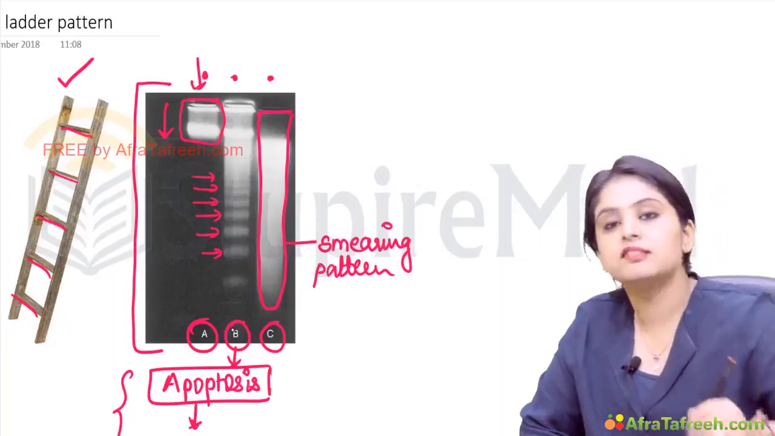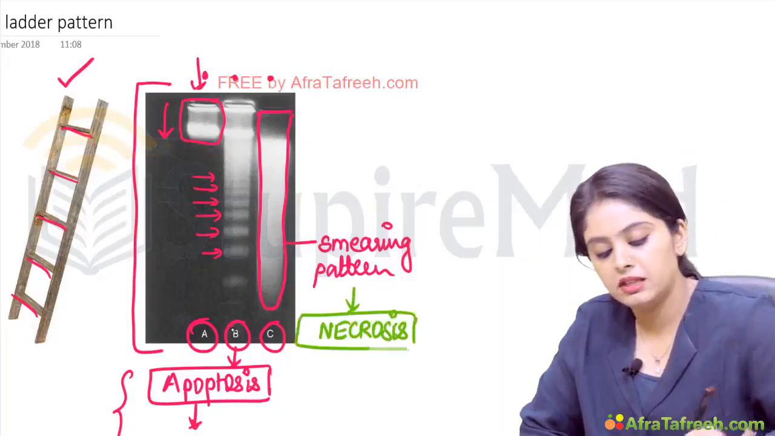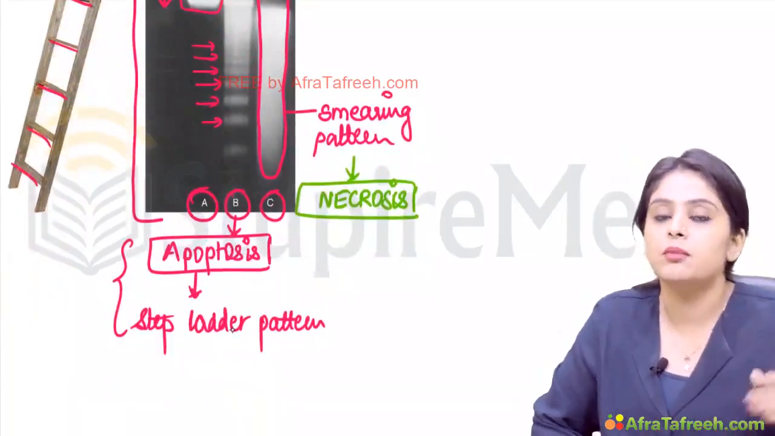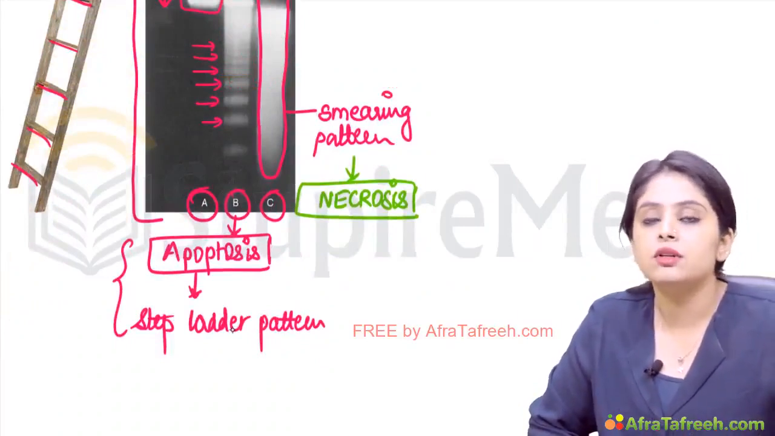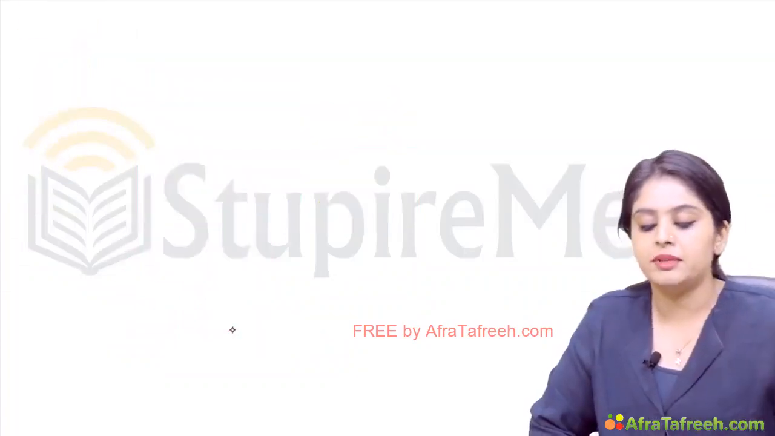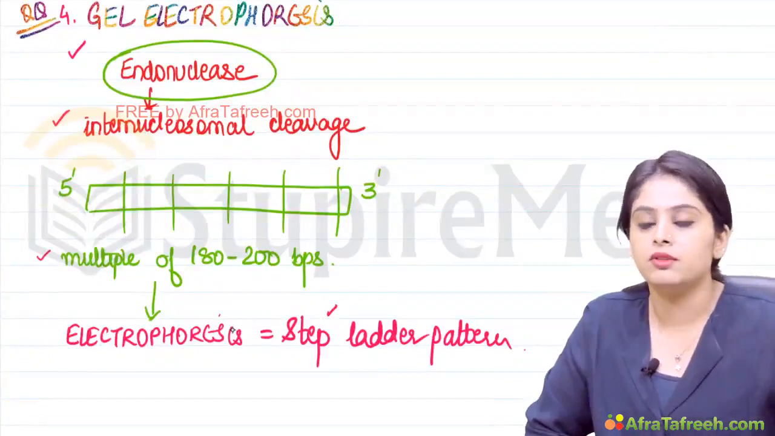Now remember that a smearing pattern is seen in necrosis. So these happen to be the next set of differences between apoptosis and necrosis. Apoptosis will show step ladder pattern. Necrosis will show smearing pattern. Coming back to the theoretical aspect, this was the fourth diagnostic method for apoptosis.